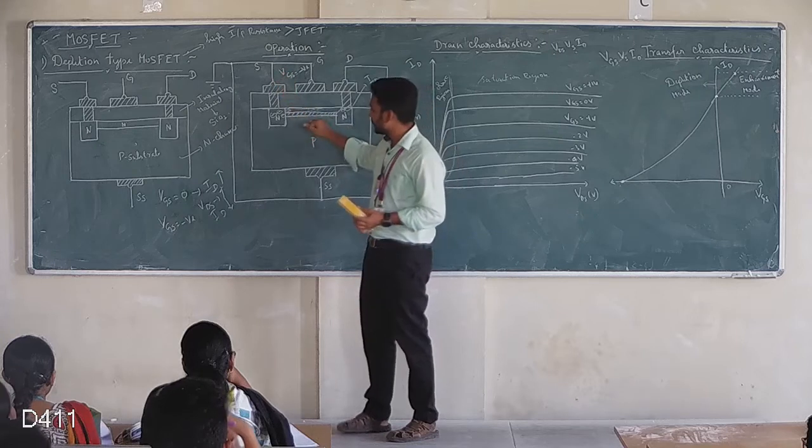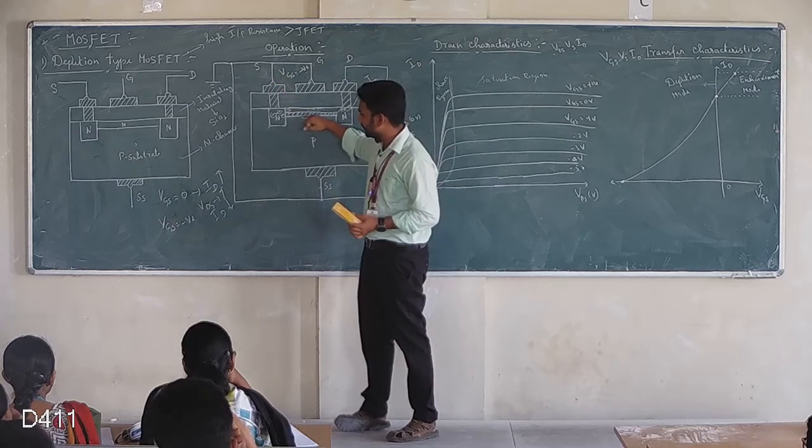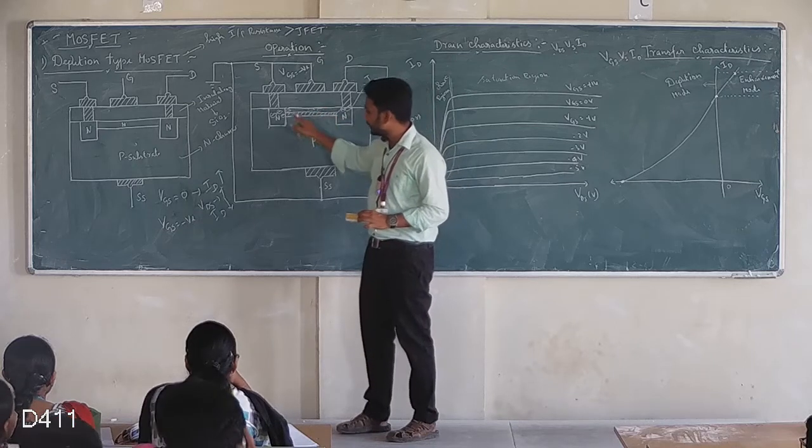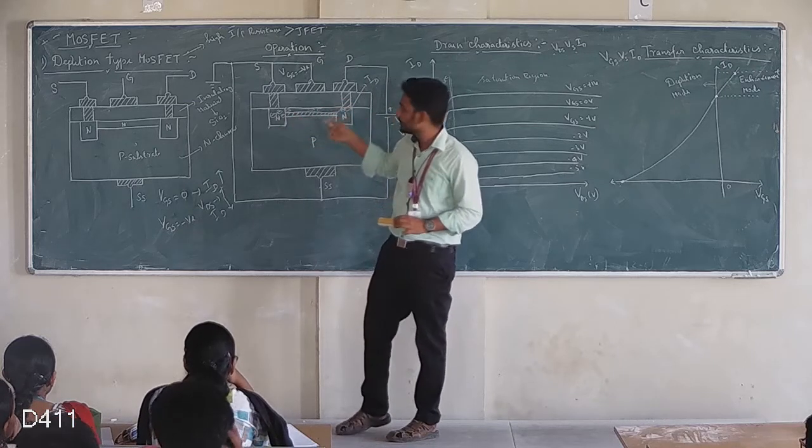So depletion region will get created. It will occupy the channel between source and drain. So automatically the electron flow will get reduced. This is the second case.